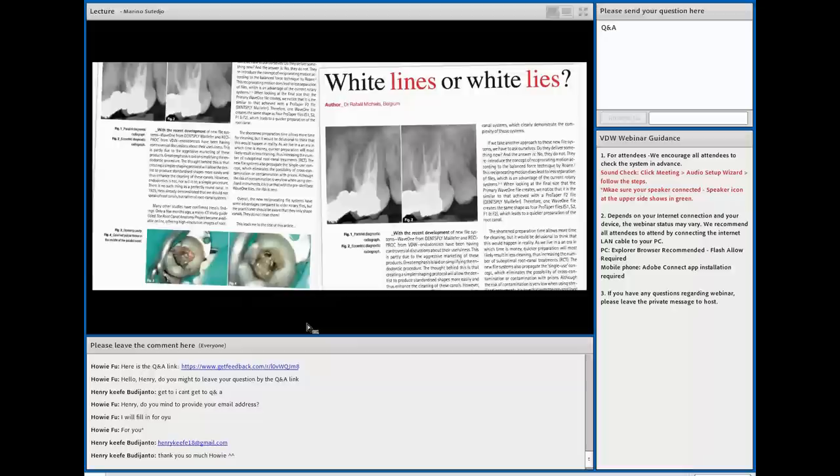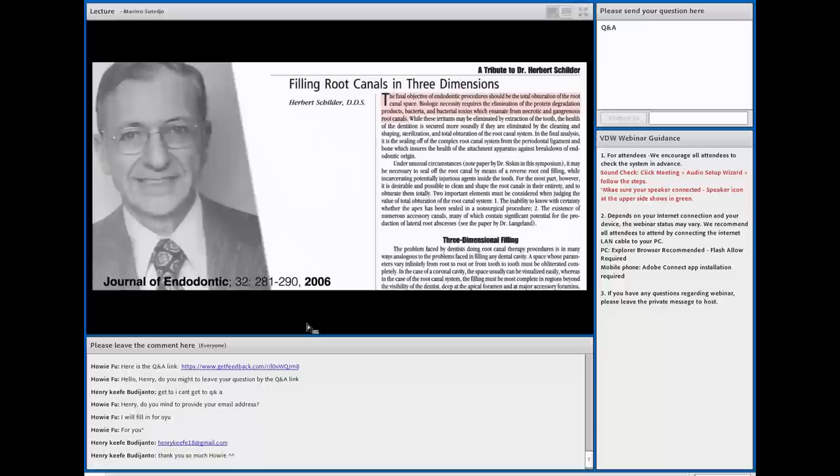Therefore, there is a very nice title of a paper that I really like, from Raphael Michiels from Belgium. He asked, do our obturation x-rays show white lines or white lines? Usually we can see only lines, but we don't know whether it is really three-dimensional. Three-dimensional is just a term to reflect that we think about the root canal as a system, because no one can confirm whether it is really a three-dimensional obturation just by looking at an x-ray.